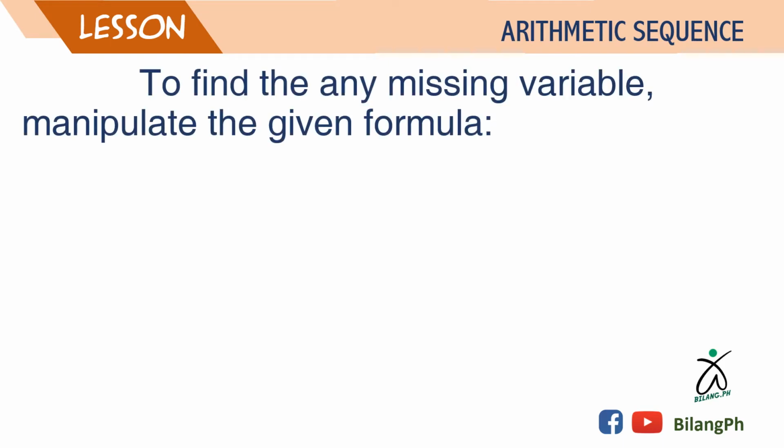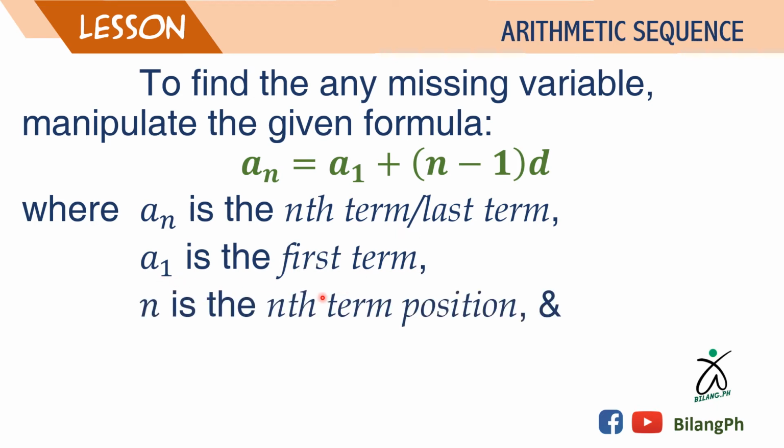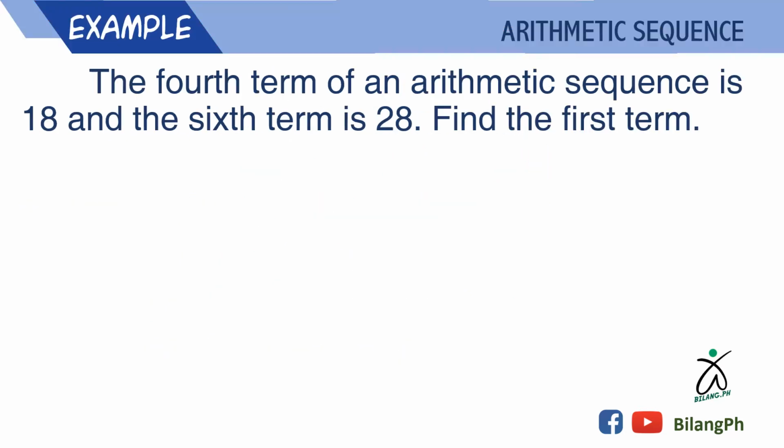Para sa mga ibang variable na nawawala, pwede natin gamitin ang A sub n equals A sub 1 plus n minus 1 times d. I-manipulate natin ang formula. Tandaan na ang A sub n ay ang last term or n term. Ang A sub 1 is the first term. N is the nth term position or the number of terms. D is the common difference.